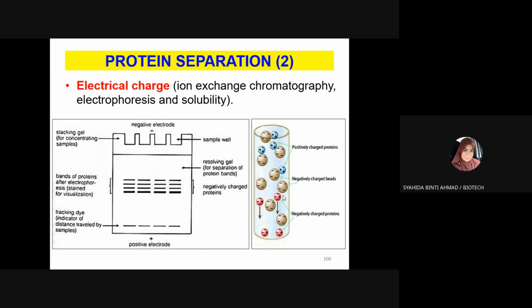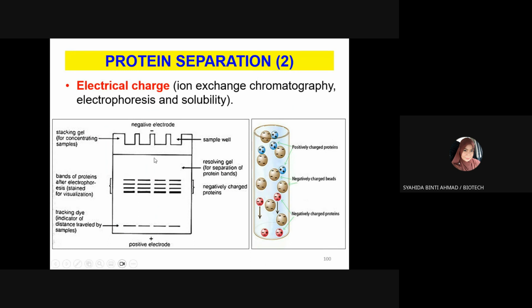You can also separate through electrical charge, for example with the ion exchange just now. We have a matrix. For example, if your matrix is positive, your protein that is negative will bind. If it has the same charge, it will come out first. So that is the principle.